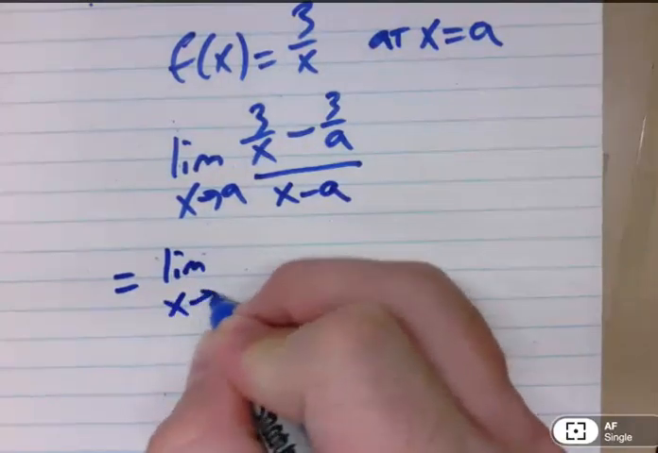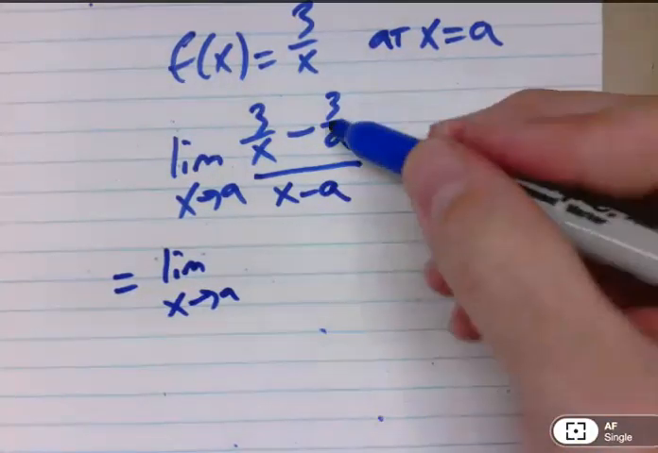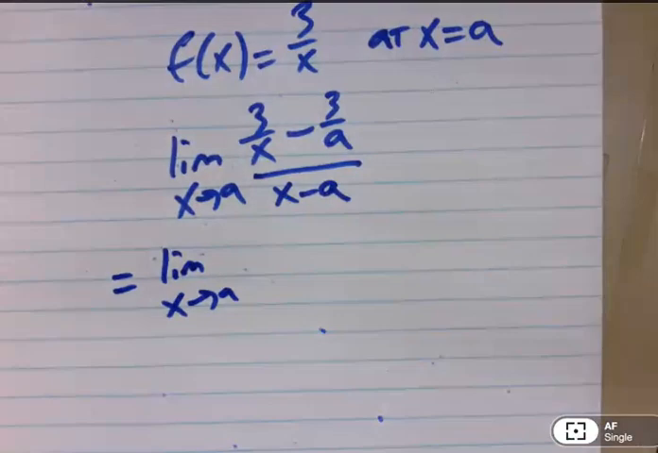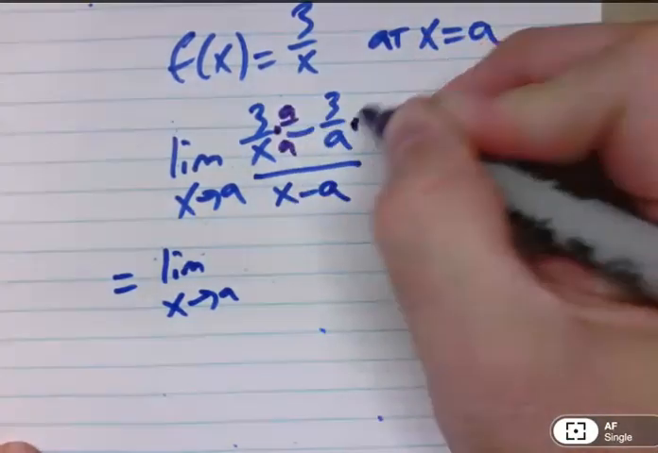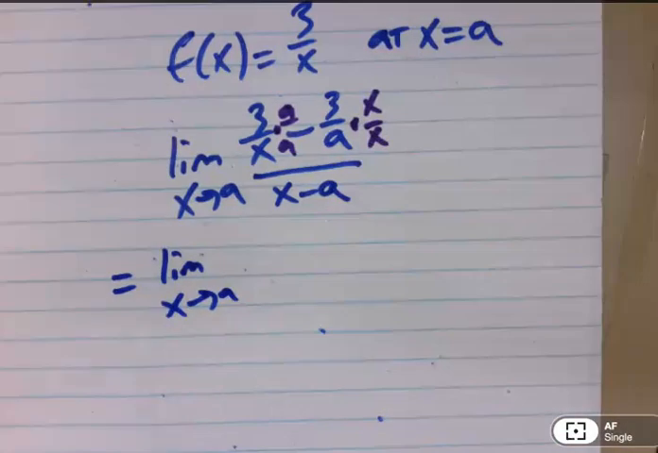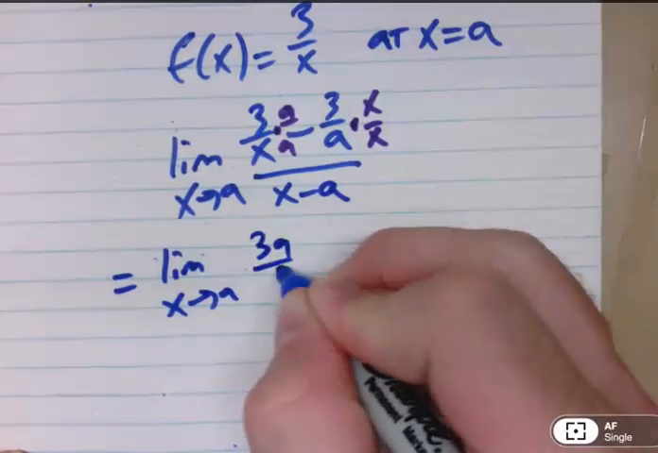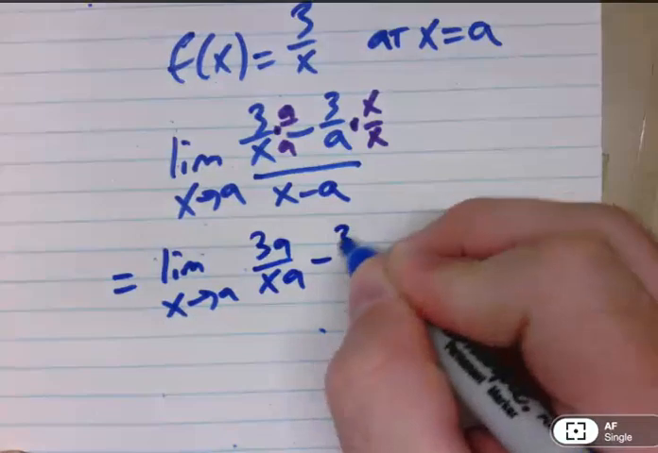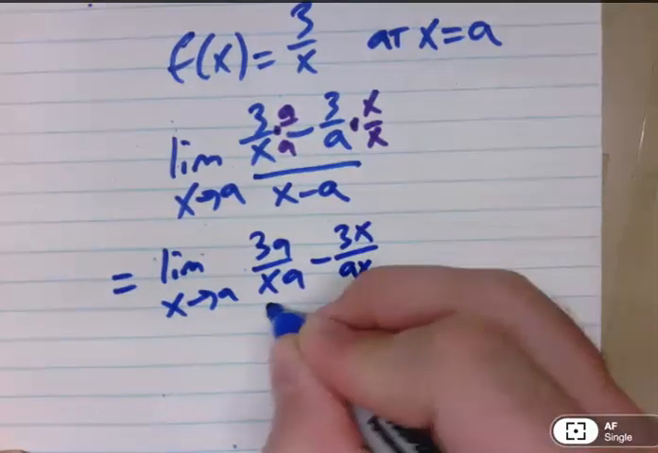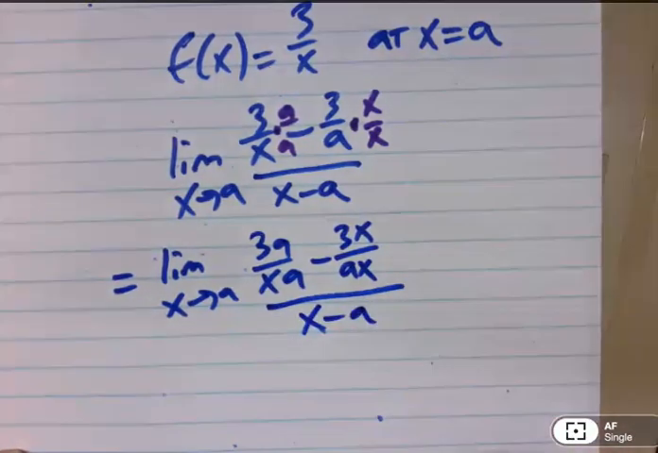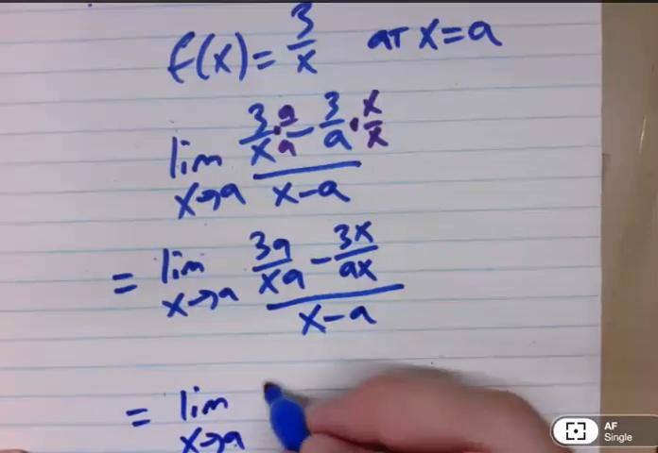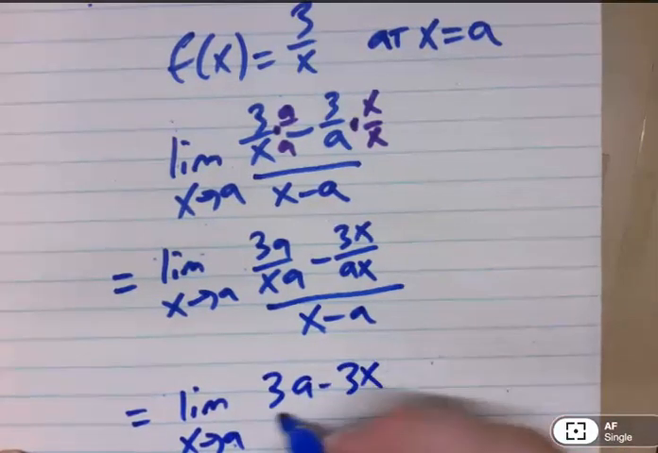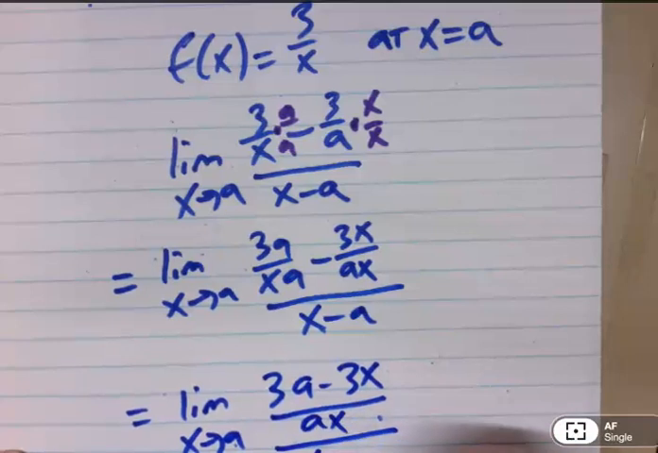So this is x goes to a, and this one is going to need a over a, and this is going to need x over x in order to get a common denominator, right? So that turns into 3a over xa minus 3x over ax, all over x minus a. Clean that up. So I have 3a minus 3x over ax, all over x minus a.